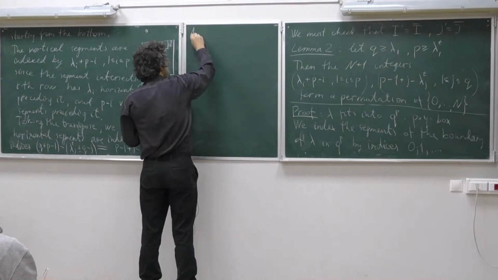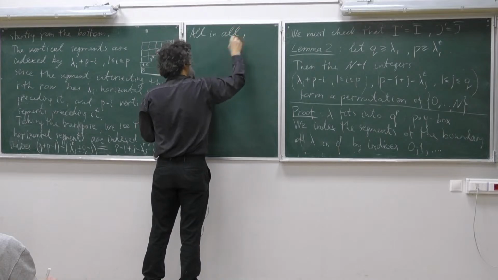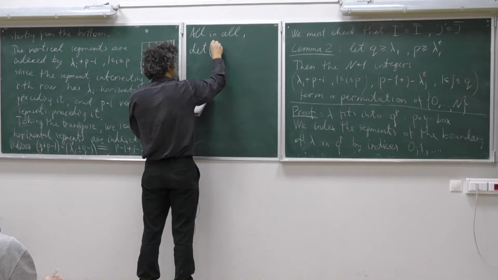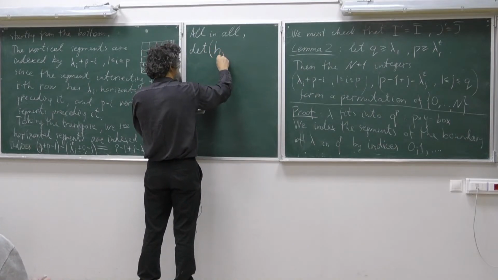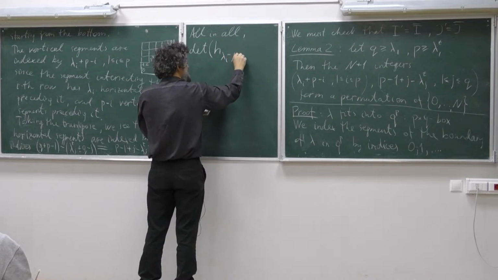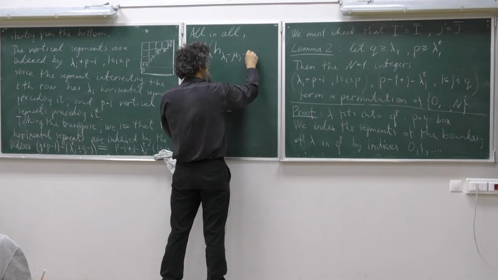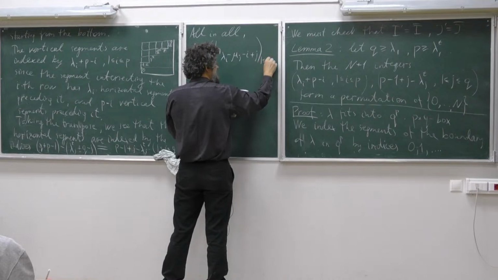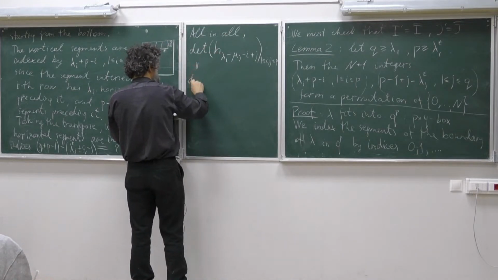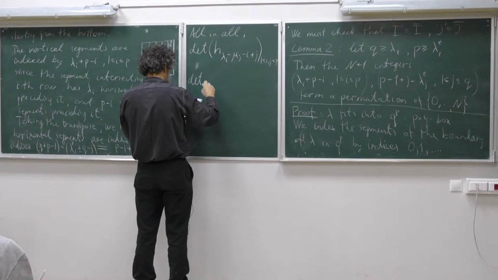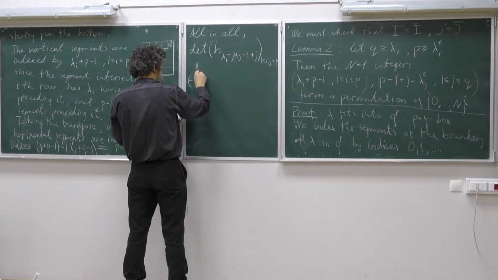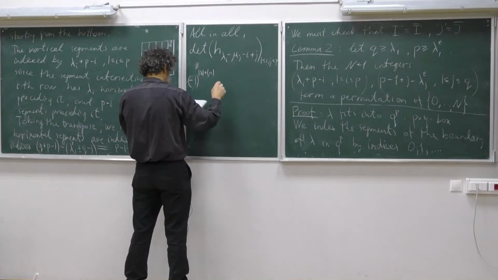Okay, so all in all, we get that the determinant of the matrix with matrix elements h_{λ_i − μ_j − i + j}, for i and j running between 1 and p, is equal to the determinant, or maybe the sign. The sign is (−1) to the power size of λ plus size of μ.